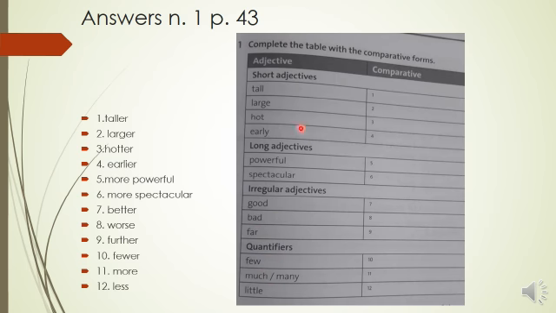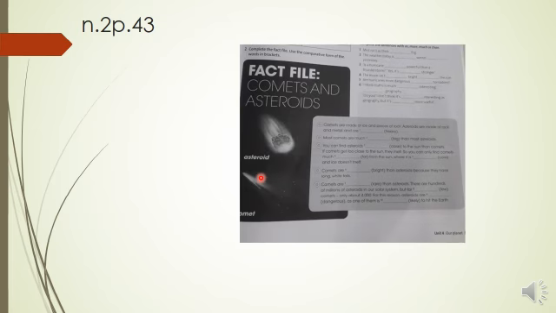Okay, so as we said in the previous page, I said tall, taller, large, larger, hot, hotter, early, earlier, powerful, more powerful, spectacular, more spectacular, good, better, bad, worse, far, farther, few, fewer, much or many, more, and little, less. Okay, this is all about number 1. Correct it. And number 2, look at the text.